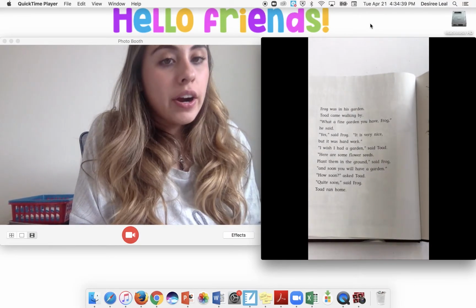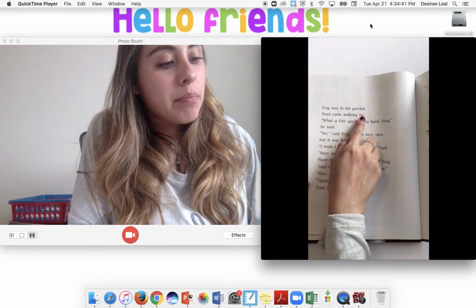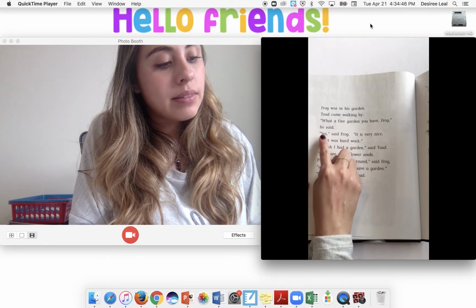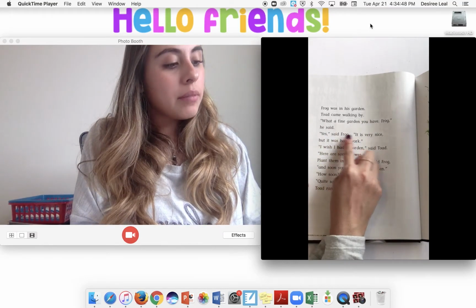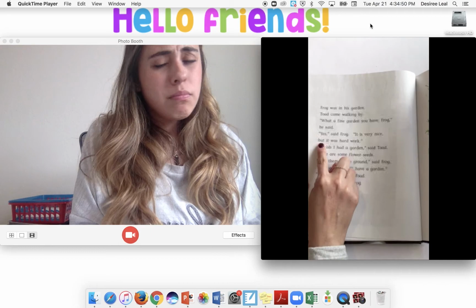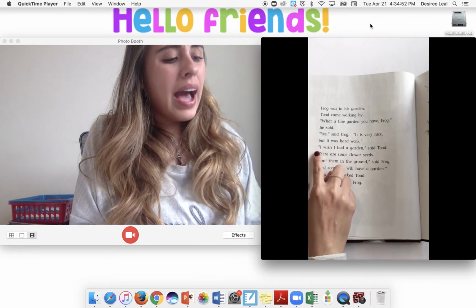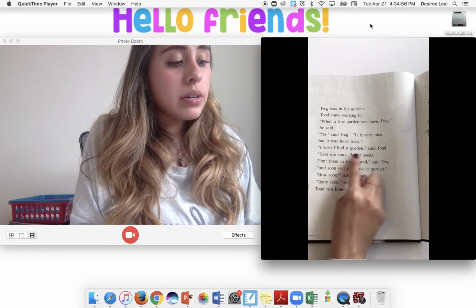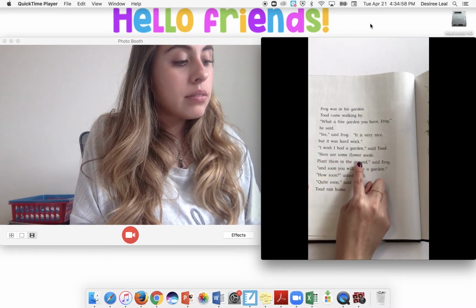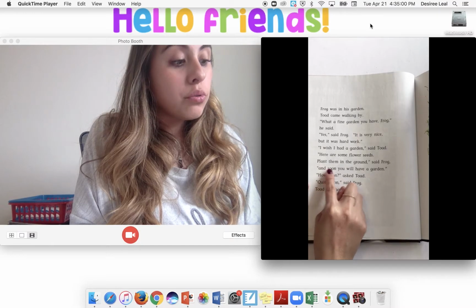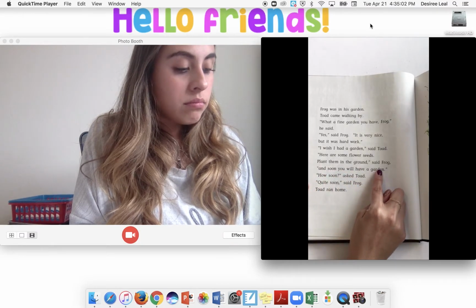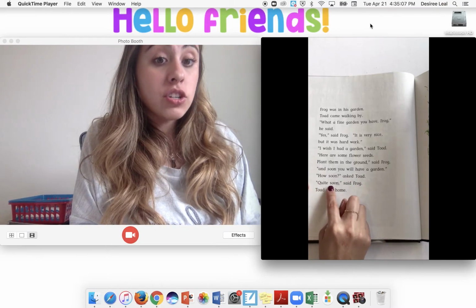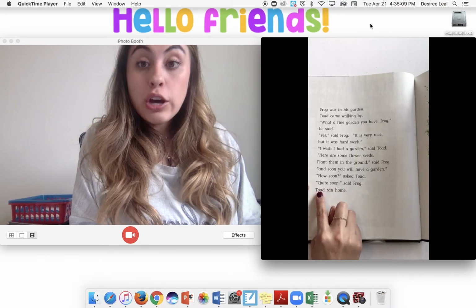Frog was in his garden. Toad came walking by. "What a fine garden you have, Frog," he said. "Yes," said Frog, "it is very nice, but it's hard work." "I wish I had a garden," said Toad. "Here are some flower seeds. Plant them in the ground," said Frog, "and soon you will have a garden." "How soon?" asked Toad. "Quite soon," said Frog. Toad ran home.